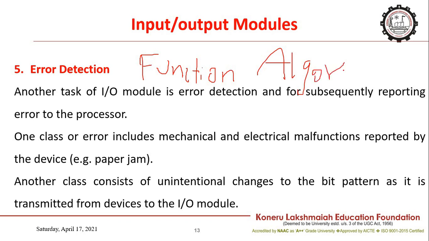So algorithm is nothing but the step-by-step process of completing a task. Error detection: in our previous classes we discussed the basic errors, but now we are discussing the concept of error detection. Error detection is when any one step in this algorithm fails to execute. For example, we can see here a paper jam. If you need to print a paper and it is not printing the paper outside, then it is an error. So it will detect the error like that.